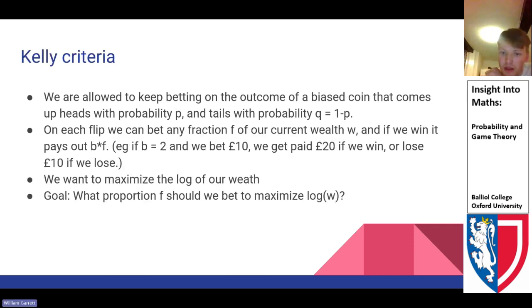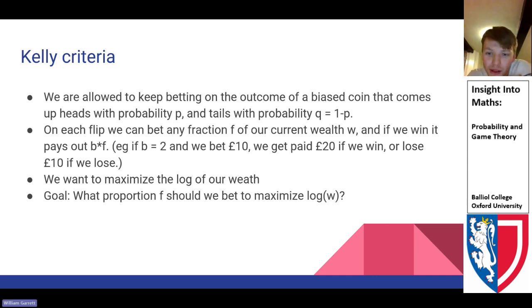Okay. For the last 10 minutes of the talk, we're going to change lanes a bit, and talk about something completely different, which is now just a one-player game. We're going to imagine that we're in a casino where we're being allowed to bet on the value of a biased coin. This coin is going to come up heads with probability P, and tails otherwise, with probability Q, which is just 1 minus P. Think of P being like 60%, so it's in our advantage to bet on this coin.